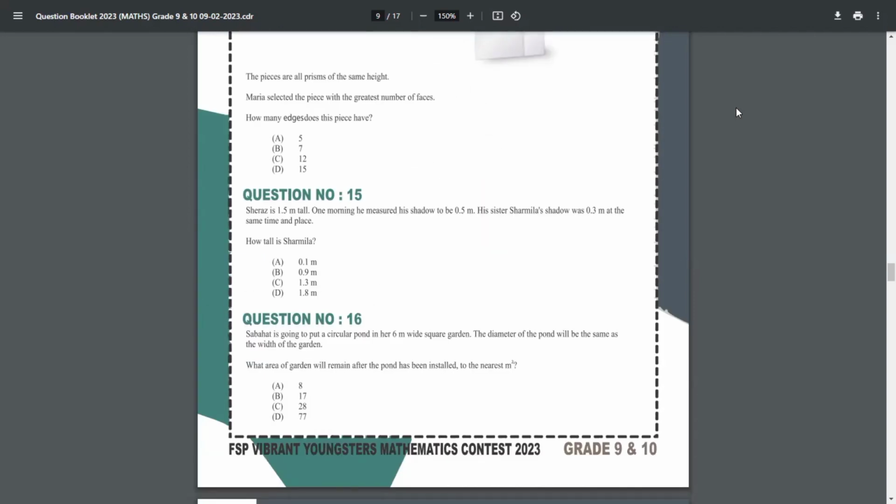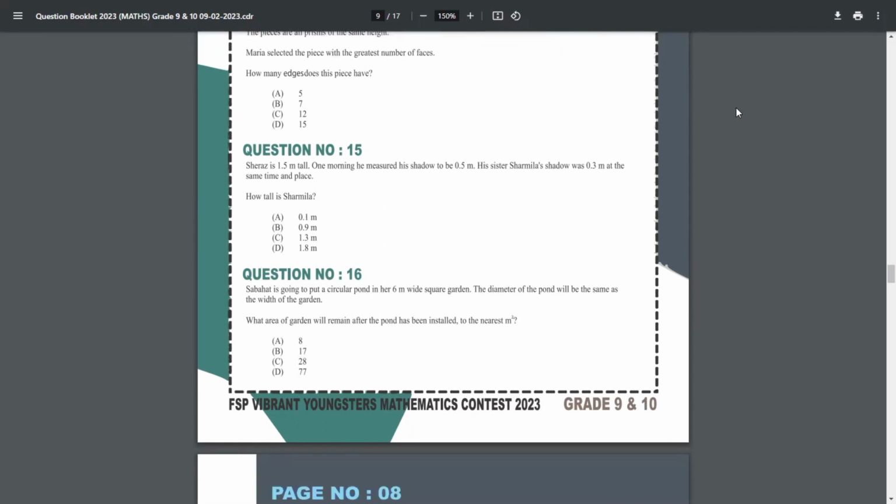Question 15. Shiraz is 1.5 meter tall. One morning he measured his shadow to be 0.5 meter. His sister Sharmila's shadow was 0.3 meter at the same time and place. How tall is Sharmila? So the correct answer is option B, 0.9 meter.